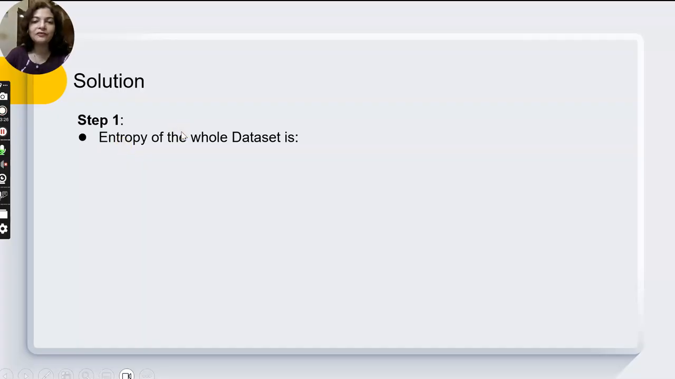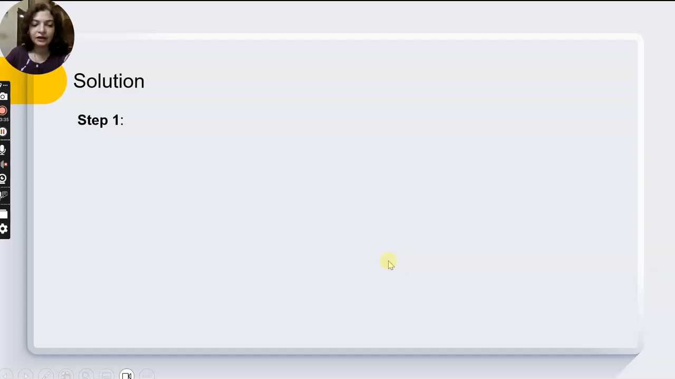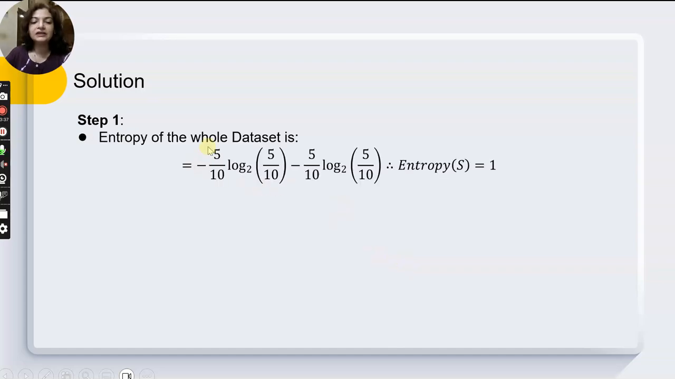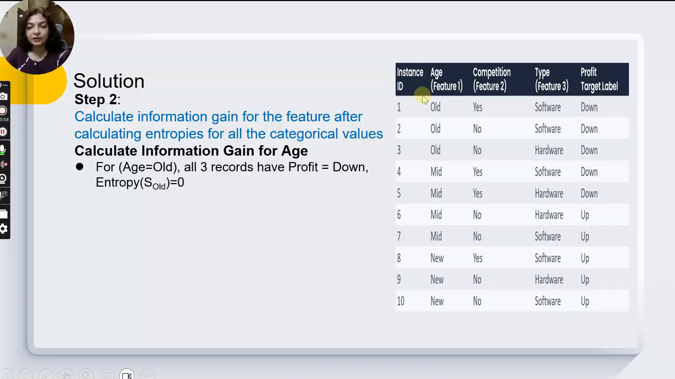First step is we calculate entropy of the data set. Now as you can see here, there are 5 downs and 5 ups. Therefore, entropy of the data set is minus 5 by 10 log of 5 by 10 to the base 2 minus 5 by 10 log of 5 by 10 to the base 2. That is, entropy is 1. Next, we'll calculate information gain for the feature after calculating entropies for all the categorical values. We'll start with the first attribute, that is age.